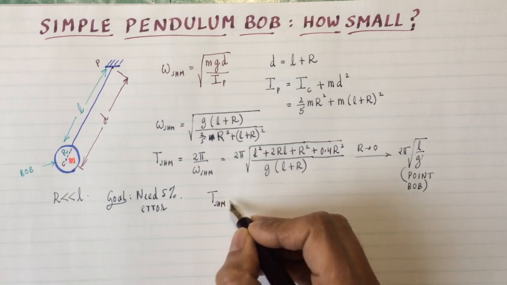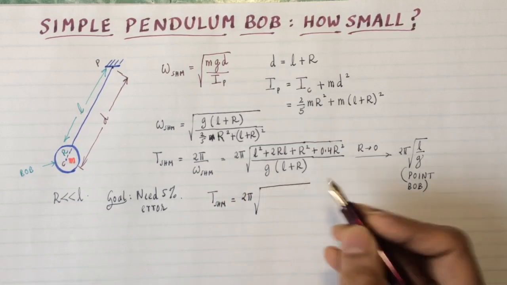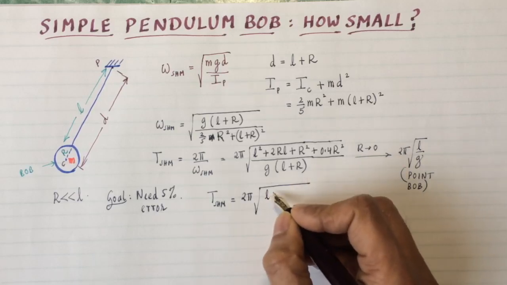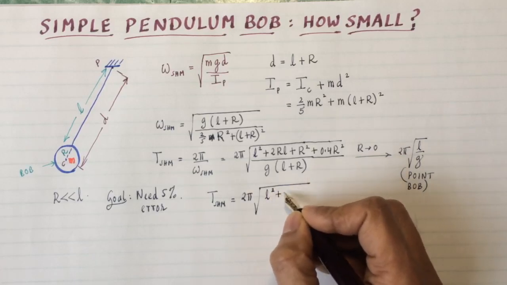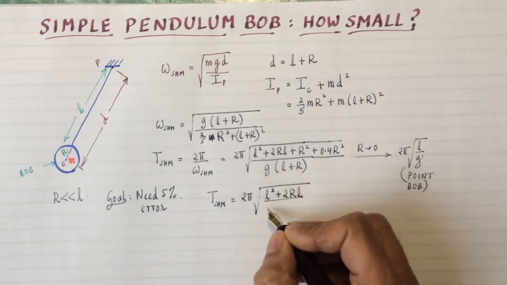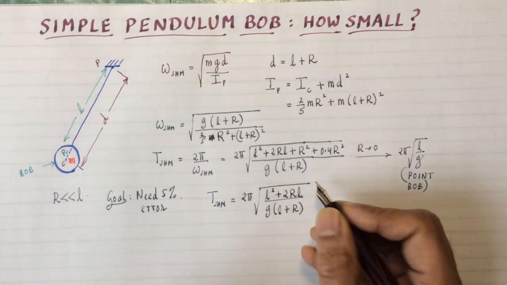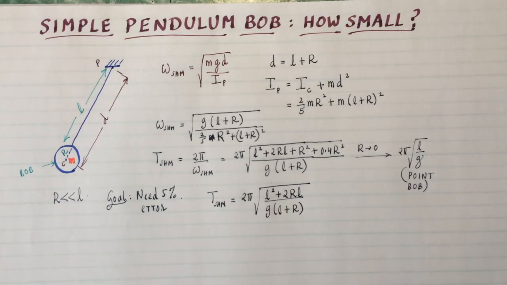So T simple harmonic is now 2 pi square root of L squared plus 2RL divided by g times L plus R. Now I just have single factors of R, so I cannot play any more games.